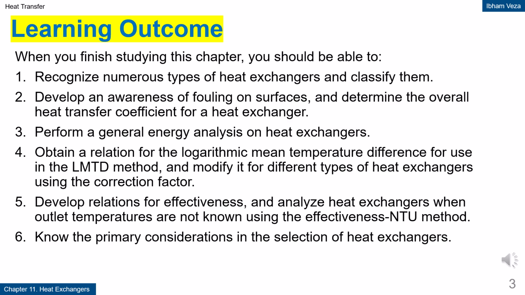Learning Outcome. This section explains the competencies that should be achieved after studying this chapter. Students are expected to recognize and classify different types of heat exchangers. They should also be able to perform energy analysis and understand the LMTD and Effectiveness-NTU methods. Fouling and overall heat transfer coefficient are also important topics. All these outcomes aim to enable students to analyze and select heat exchangers rationally.